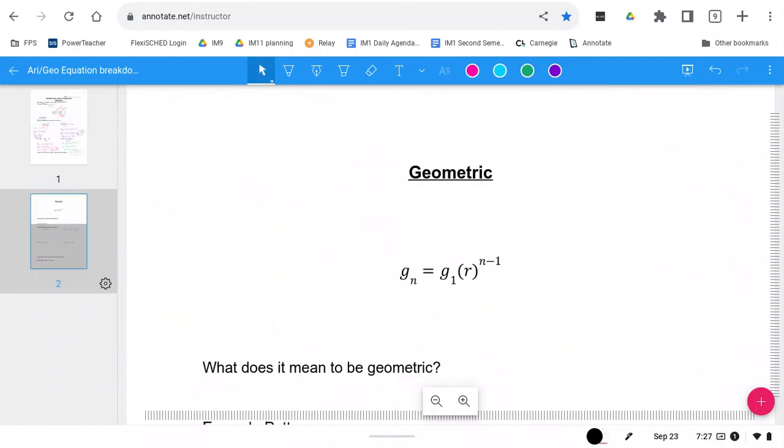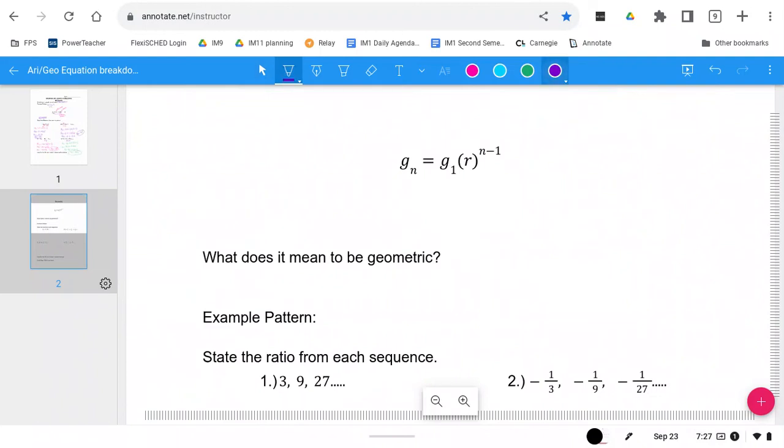Now we're going to go to geometric. So our geometric equation, what does it mean to be geometric? We are multiplying term to term. It is never dividing. Okay, never divide. So an example, 5, 25, 125. Okay, that's being multiplied by 5 each time.